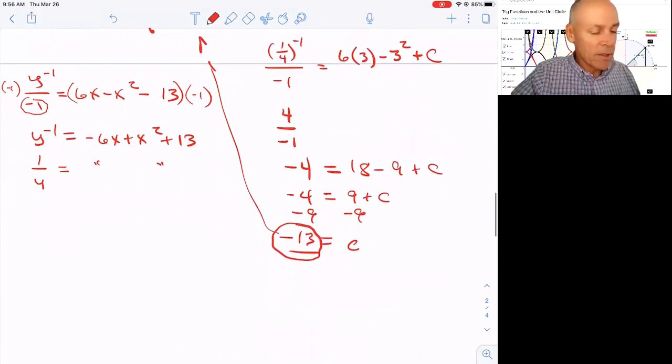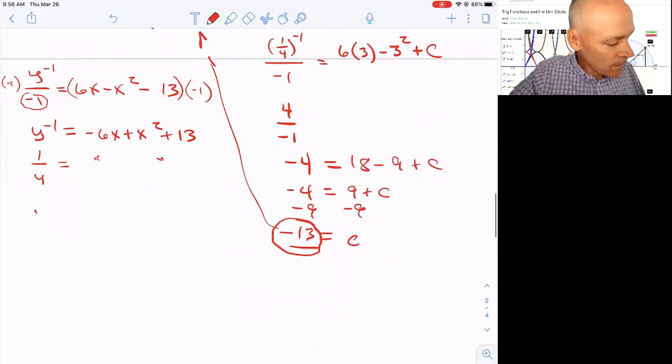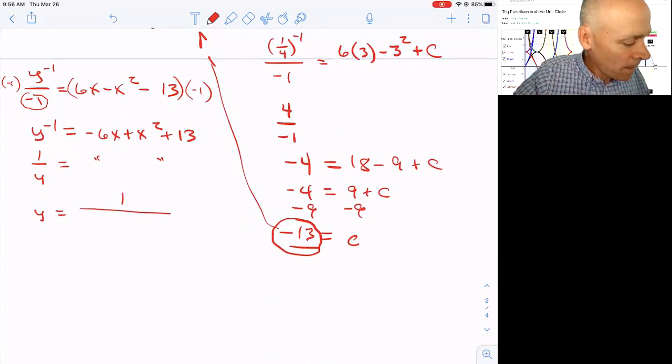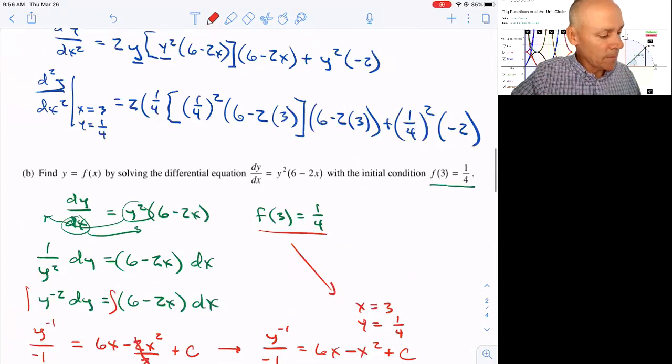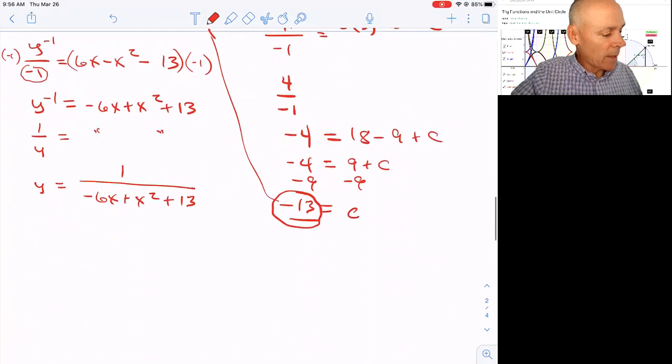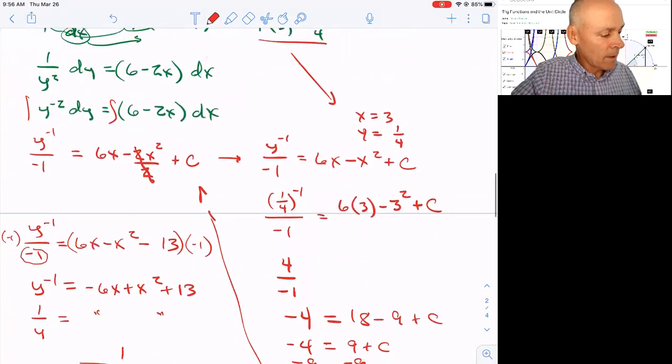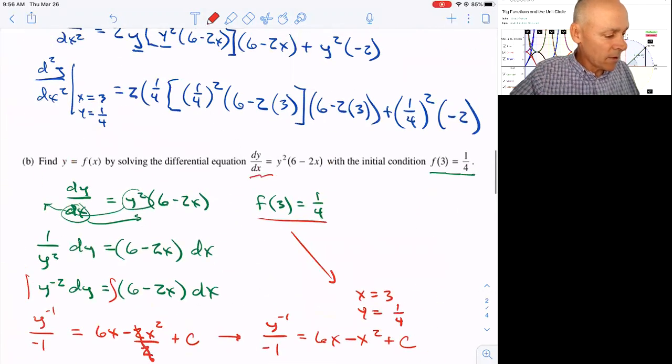Then I have y to the -1st, which is 1 over y, is equal to my right side. So I'm going to take the reciprocal of both sides of my equation. I get y on the left side, and then 1 over (-6x plus x squared plus 13). And that is my particular solution for this differential equation with this specific initial condition.